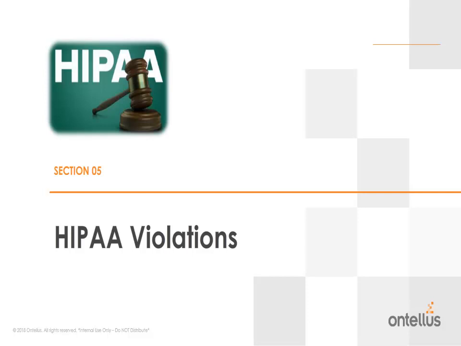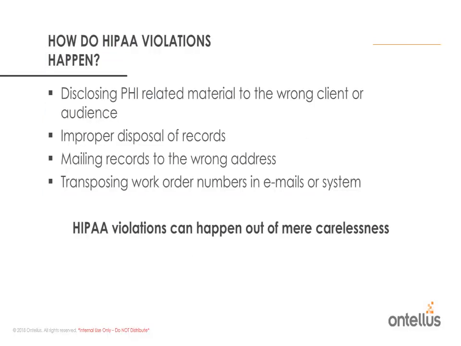HIPAA violations. How do HIPAA violations happen? They can happen by disclosing PHI-related material to the wrong client, or by improper disposal of records, by mailing records to the wrong address, or transposing work order numbers in emails or the company system. This goes to show that HIPAA violations can happen out of mere carelessness.